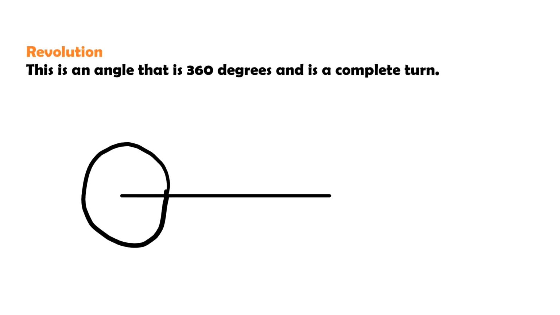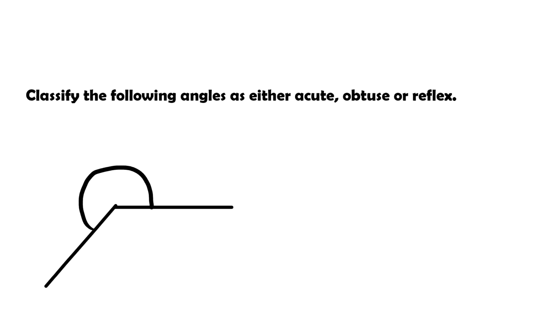The last one we'll look at is what we call a revolution. This is an angle that's 360 degrees and is a complete turn. So it goes right back around, and as you can see it makes a circle, hence the revolution. Now we're going to look at some questions you may get about these.